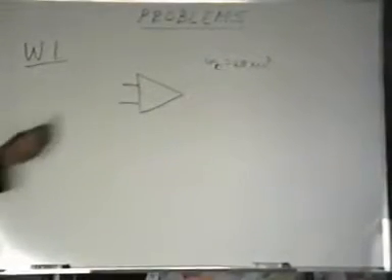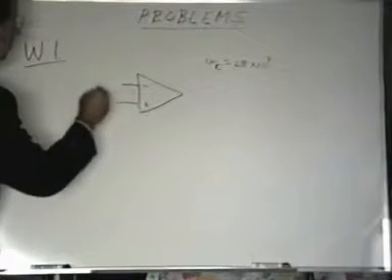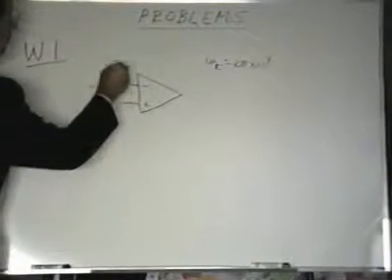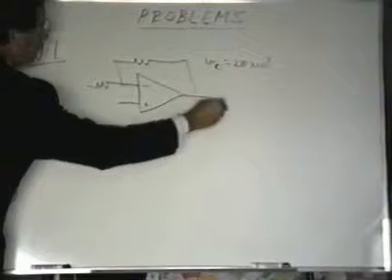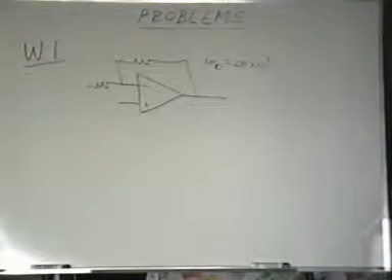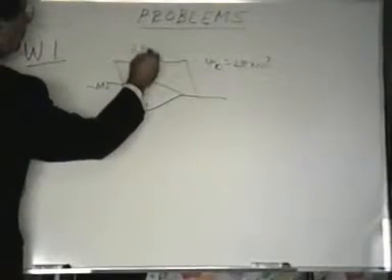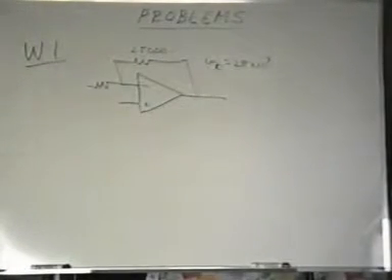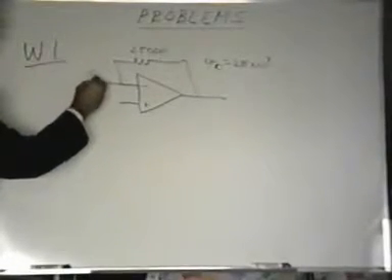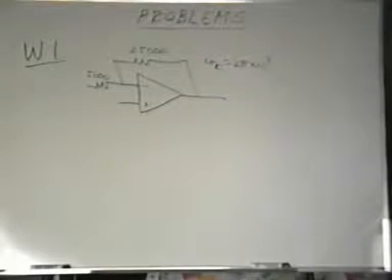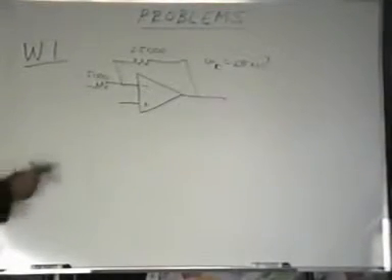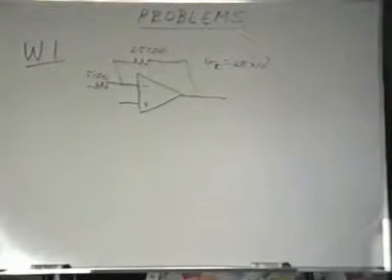It is used in inverting mode. This is an inverting mode. And in this inverting mode, we're told that the feedback resistance is 25,000 ohms and the input resistance is 5,000 ohms. The question is to find the gain and the bandwidth of the circuit. So we're looking for 2 parameters, the gain and the bandwidth.